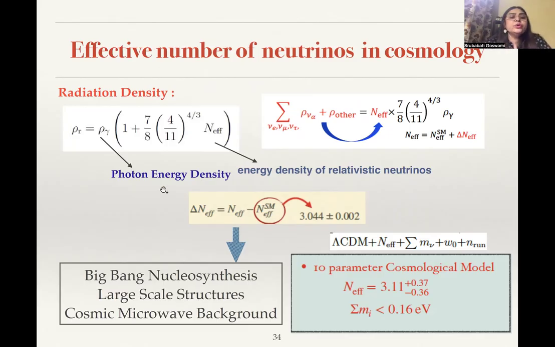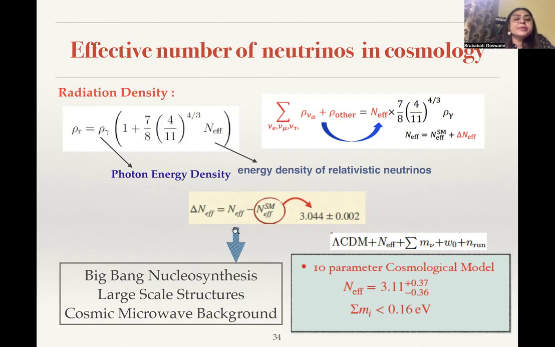We know that the radiation density in the early universe has a component of the photon density, plus the neutrino contribution in the standard scenario. And this N_eff is the energy density of the relativistic neutrinos. In the standard model, N_eff is 3.044 ± 0.002. However, if there is some other radiation, then this whole thing is the combined effect of the neutrinos and the other radiation, and we can define a ΔN_eff, which is this N_eff minus the N_eff of the standard model.